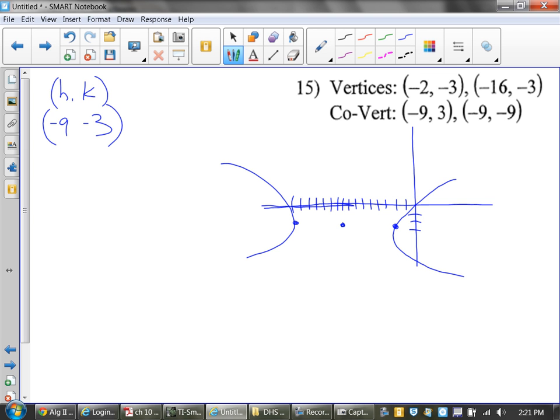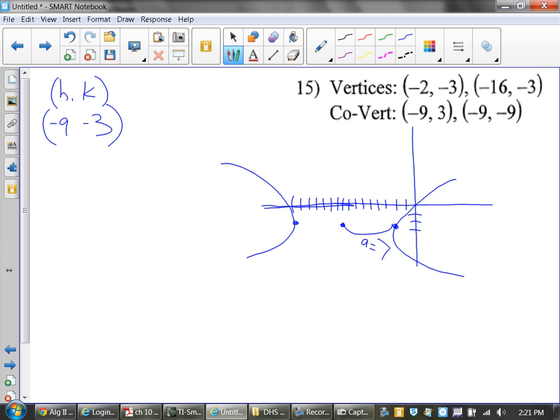So, do you guys notice something here? Look at my center. And look at the ordered pairs for the vertex and co-vertex. Notice how the k value is the same for the vertices and the h value is the same for the co-vertices? Sometimes you pick up on that, you can figure that out. So now all you have to figure out is what your distances are. How far away is -9 from -2?